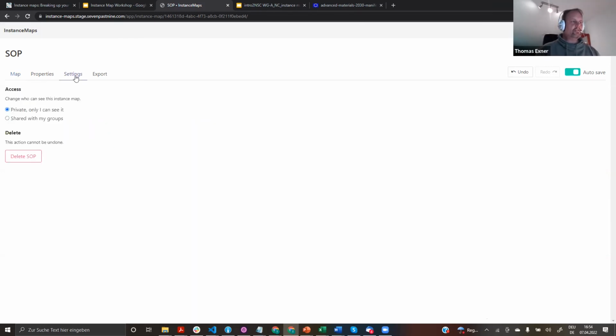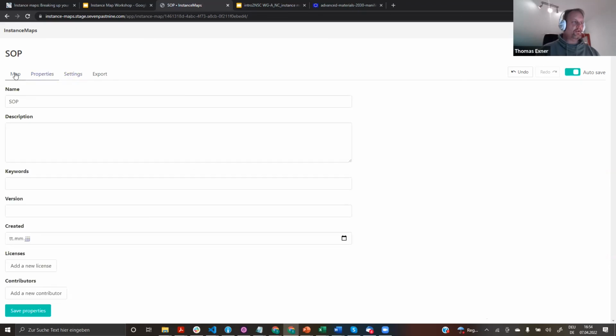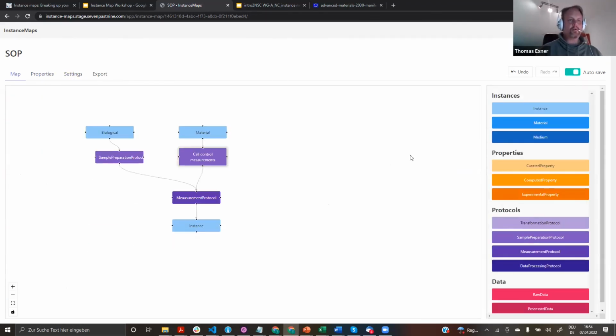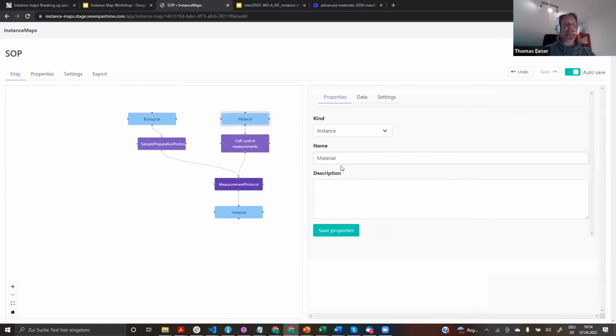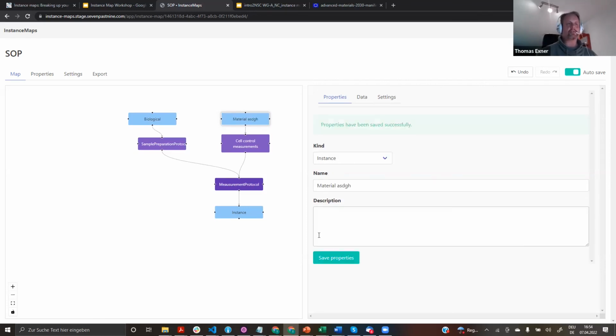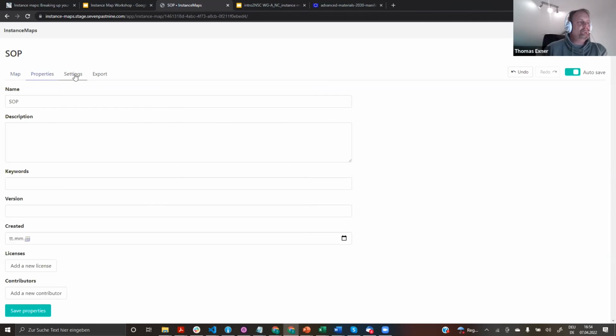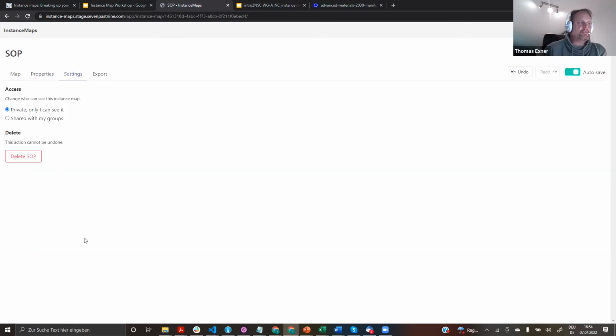When you go here and then add something, the only thing which is not auto-saved is when you change something here. If you change something and then go out, this will not be changed. You have to first save properties and then you will get that. Reasons for that I can explain, but I don't think that this is quite so interesting at the moment. That's it, more or less. You have your properties. You always have in the settings when you want to delete something.